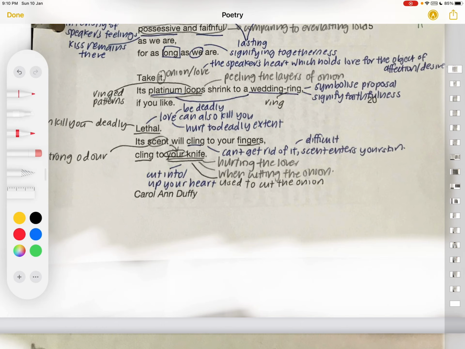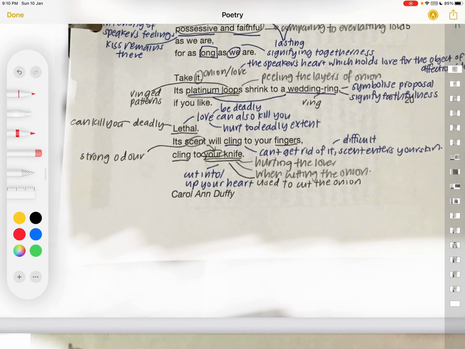So in the last stanza, we have "lethal. Its scent will cling to your fingers, cling to your knife." So "lethal" in a sense shows that love can also kill you and hurt to a deadly extent, and it is also very deadly. So its scent, which is a strong odor similar to that of an onion, will cling to your fingers, so you can't get rid of it. So it shows that love is very clingy, you cannot get rid of it, and it's difficult because, similar to the onion, the scent enters your skin, so it's very hard for you to wash it away.